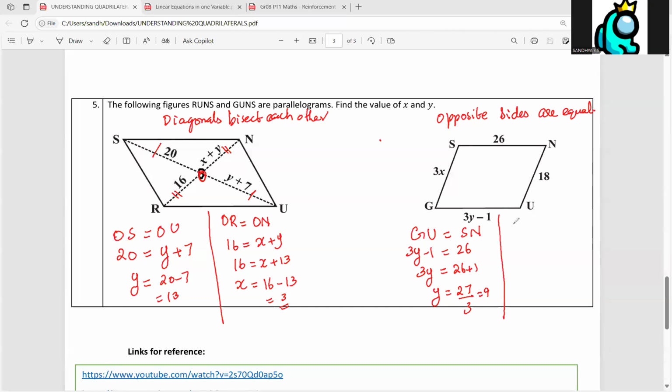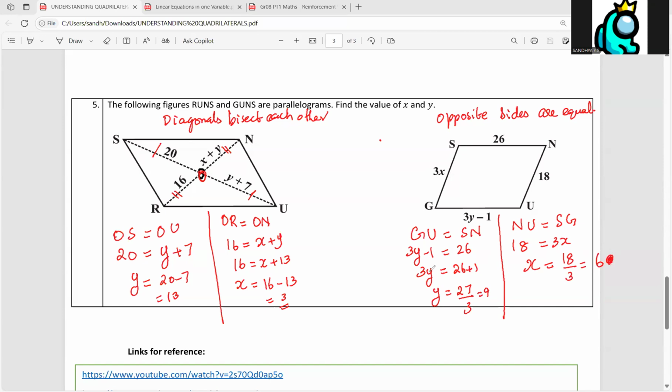Now, to find the value of x, we need to take another two sides. NU equal to SG. NU equal to 18 and SG equal to 3x. From that, we were able to understand x is equal to 18 divided by 3. This multiplication, when it goes to the other side, will become division. 18 divided by 3 equal to 6.